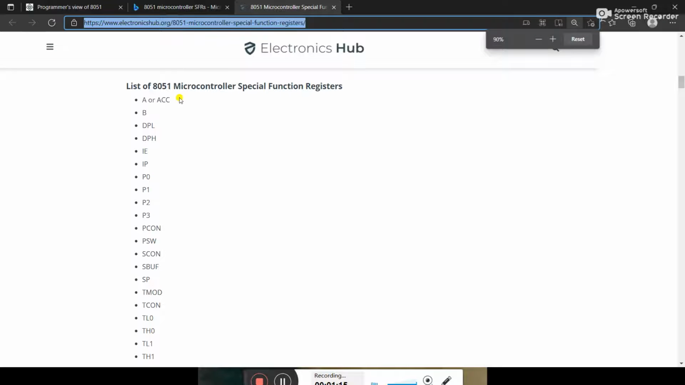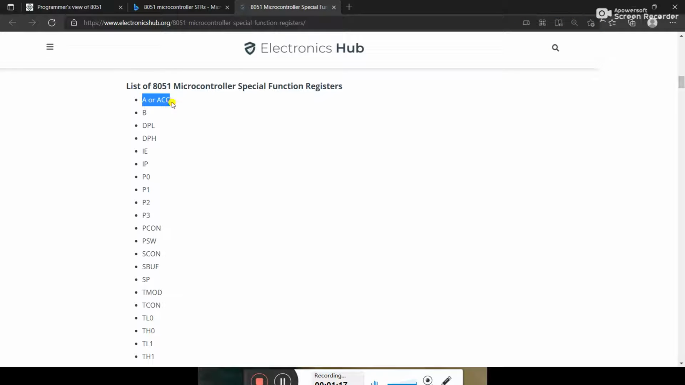Here you can find some of the registers. First is the accumulator. A is the accumulator register. Next is the B register. A and B are both used for arithmetic operations, for example addition, subtraction, multiplication and division. Basically B is used for multiplication and division. Generally we use the accumulator for arithmetic and logical operations. Sometimes we also use the accumulator for data transfer instructions.